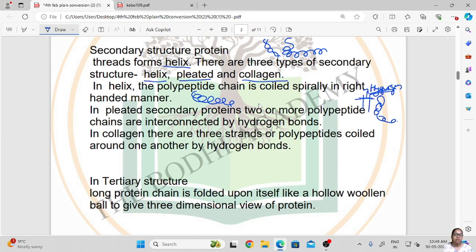Then comes the collagen. So in collagen there are 3 strands or polypeptides coiled around one another by hydrogen bond. So here in secondary plated protein there were 2 strands of protein which were held by hydrogen bond. Here now there will be how many? 1, 2, 3 strands of protein which will be held together by hydrogen bonds. So these are the 3 different kinds of secondary structure of proteins.